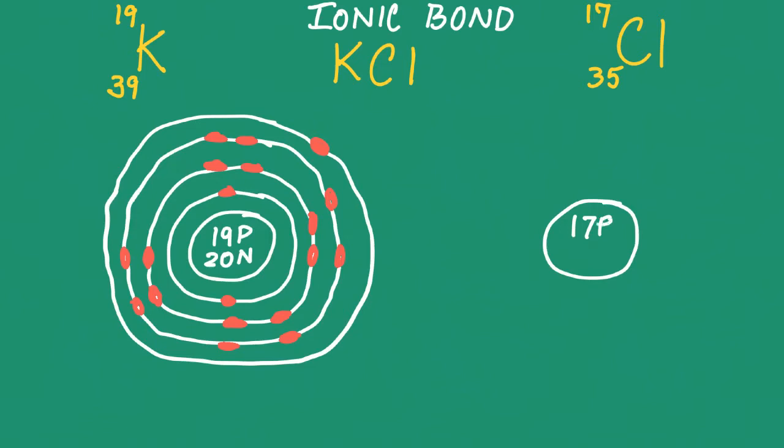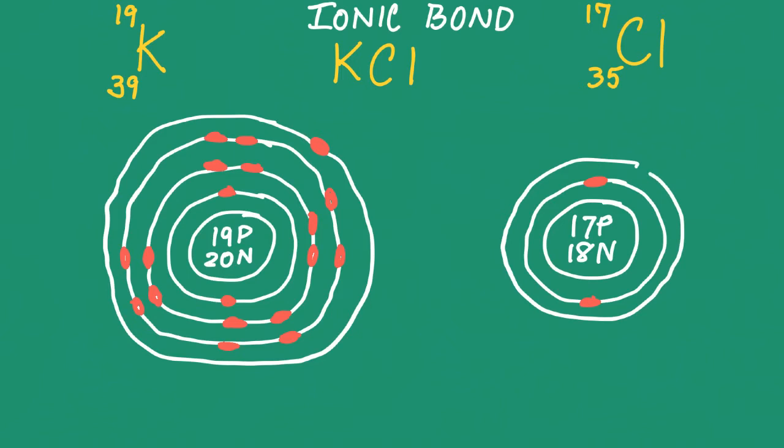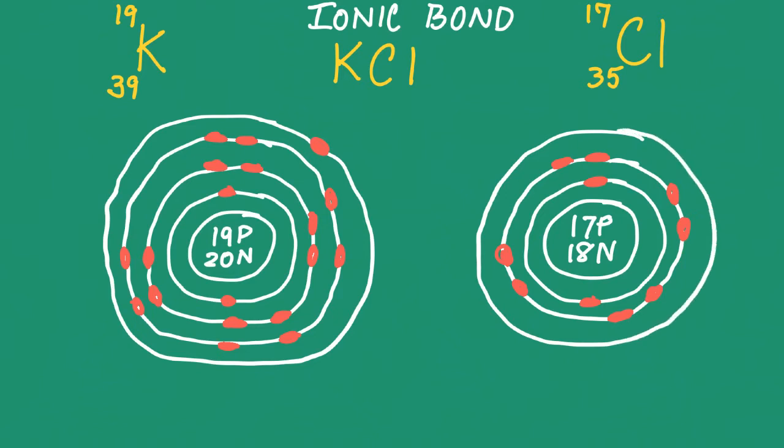Chlorine, as we did earlier, 17 protons and 18 neutrons. The inner shell contains 2 electrons. The next shell will contain 8. So 2 plus 8 is 10. So we need 7 more electrons on the outer shell. If chlorine receives 1 more electron, then its shell will be filled. So the potassium is going to donate an electron to chlorine, as we saw earlier with the sodium.